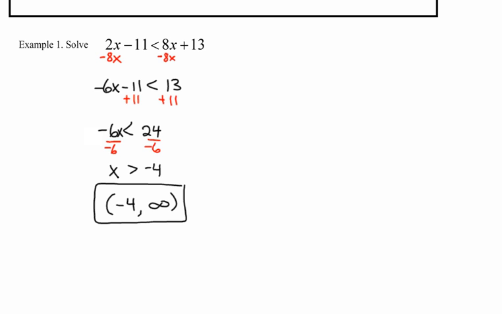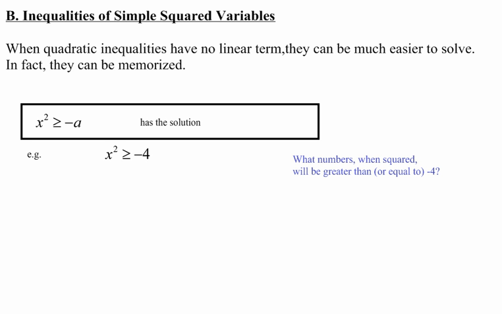Okay, so what if we have a quadratic? Inequalities of simple squared variables. If it's very simple, not a complex quadratic, we don't have to make a chart. We can just reason our way to the solution. So if you look at x squared is greater than or equal to negative 8, let's go through an example first.